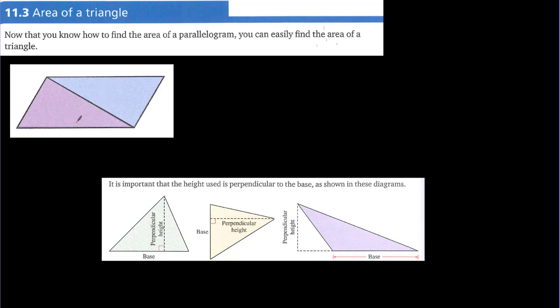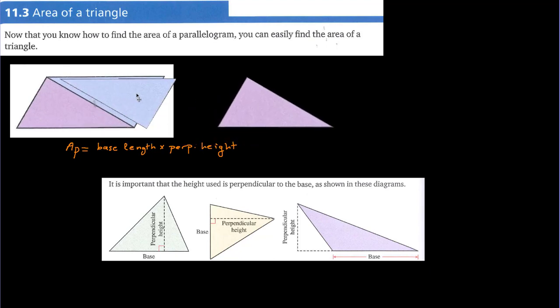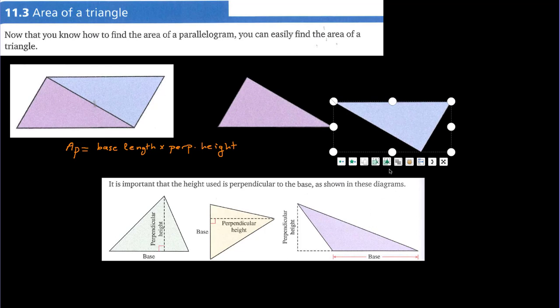But before that, I want to remind you that the area of the parallelogram was equal to the base length times the perpendicular height. So this is the area of the parallelogram, and I'm going to show that these triangles are identical triangles here. They're equal to each other, and this is the second triangle.